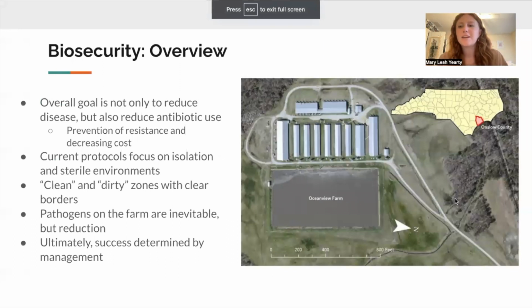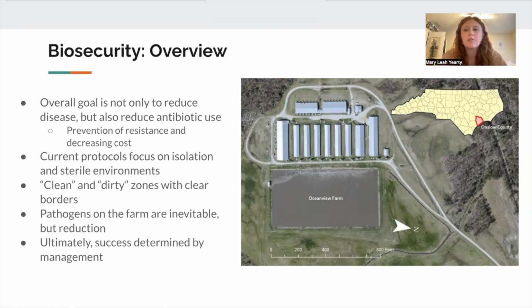So now I'm going to get into an overview of biosecurity, and then I'll delve into some of the specific protocols that are used in the swine production industry to protect from these pathogens that Lizzie has mentioned. The overall goal is obviously to reduce disease, but also antibiotic use. This contributes to a prevention of antibiotic resistance as well as decreasing costs for producers and consumers.